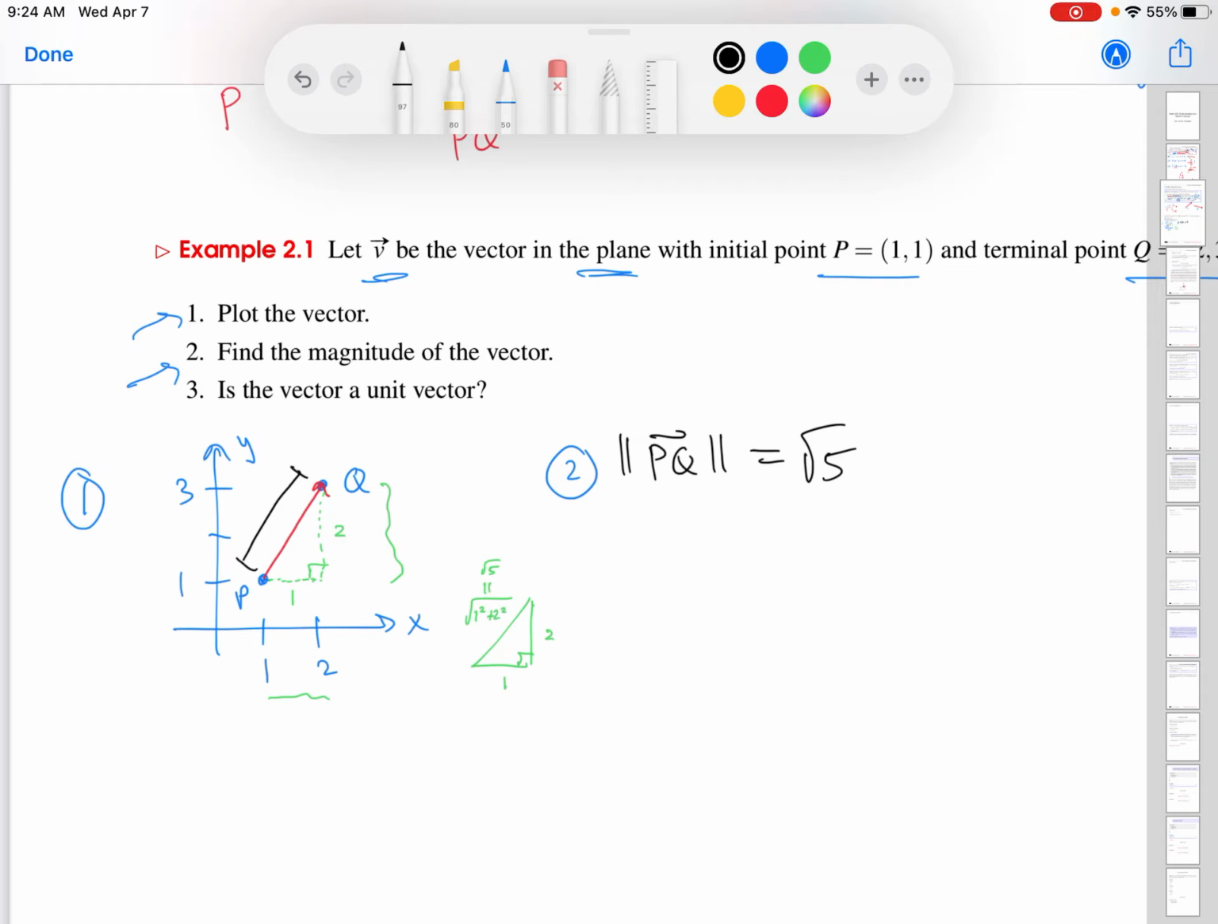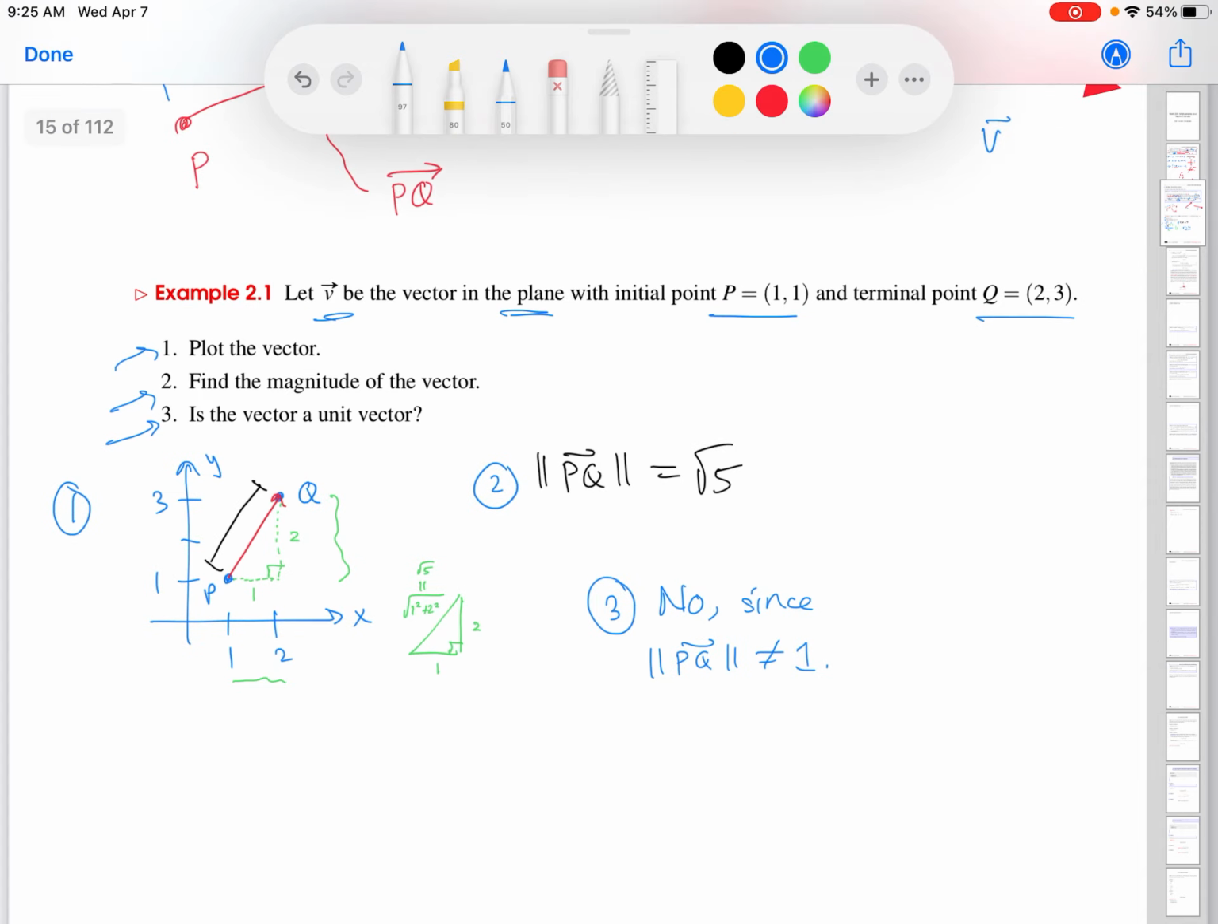Okay, great. So we have the first two of these examples done. And then number 3, is the vector a unit vector? So recall that unit vector means that the length is 1. So the answer is no, since the length of PQ is not equal to 1. Great. So again, this is just a very quick example to illustrate some of these concepts.